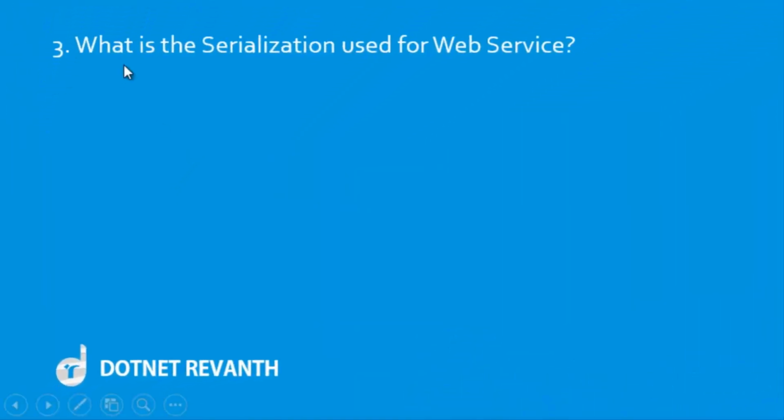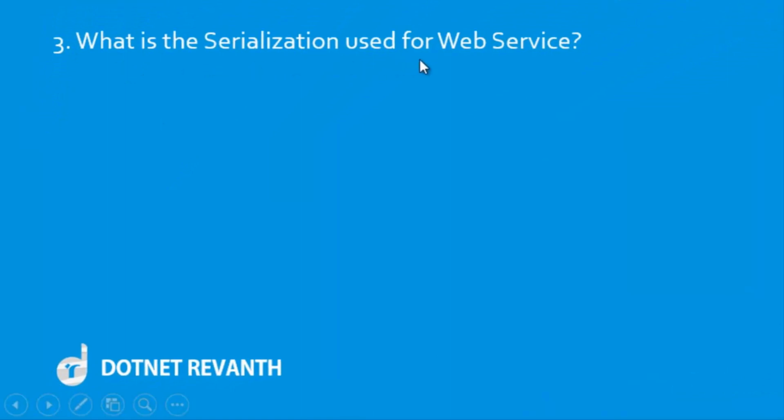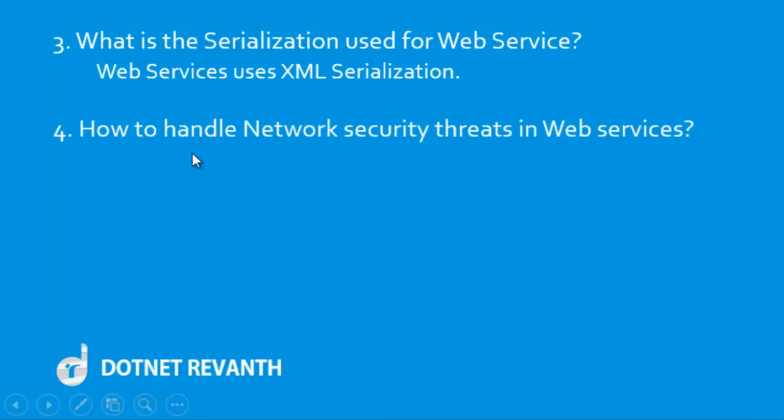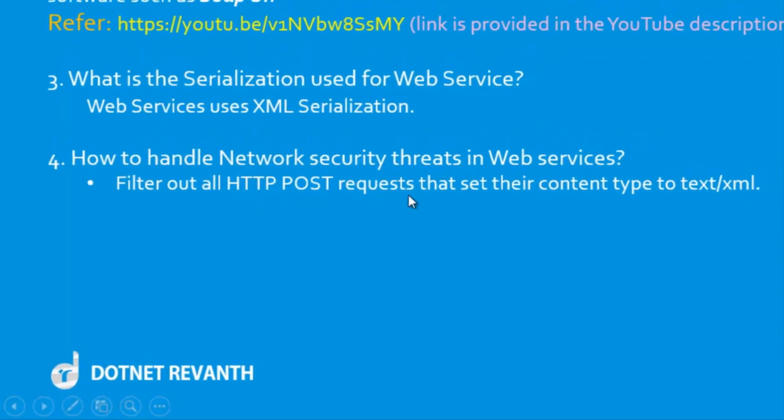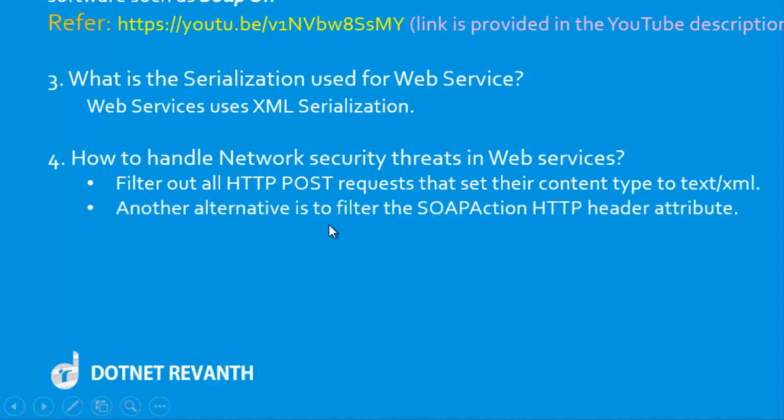Next question. What is the serialization used for web services? Web services use XML serialization. Fourth question. How to handle network security threats in web services? First step is to filter out all HTTP post requests that set their content type to text or XML. Another alternative is to filter the SOAP action HTTP header attribute.